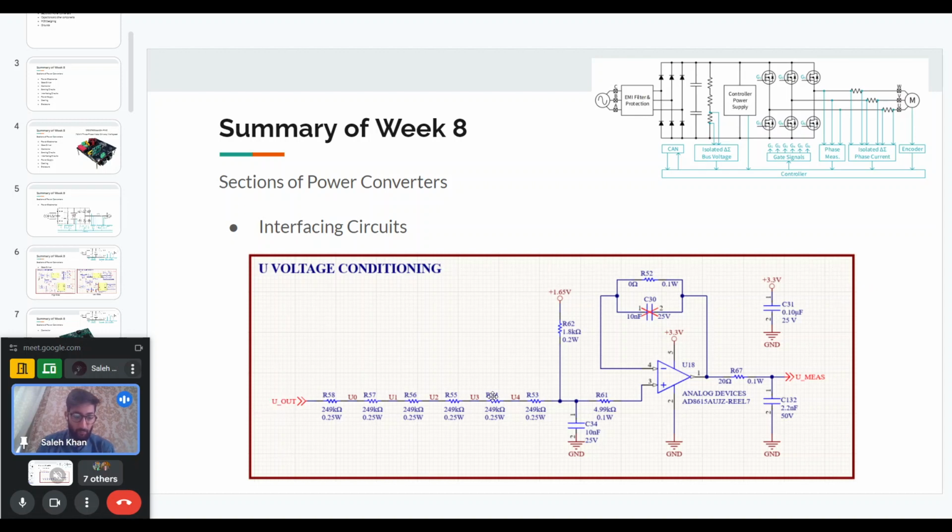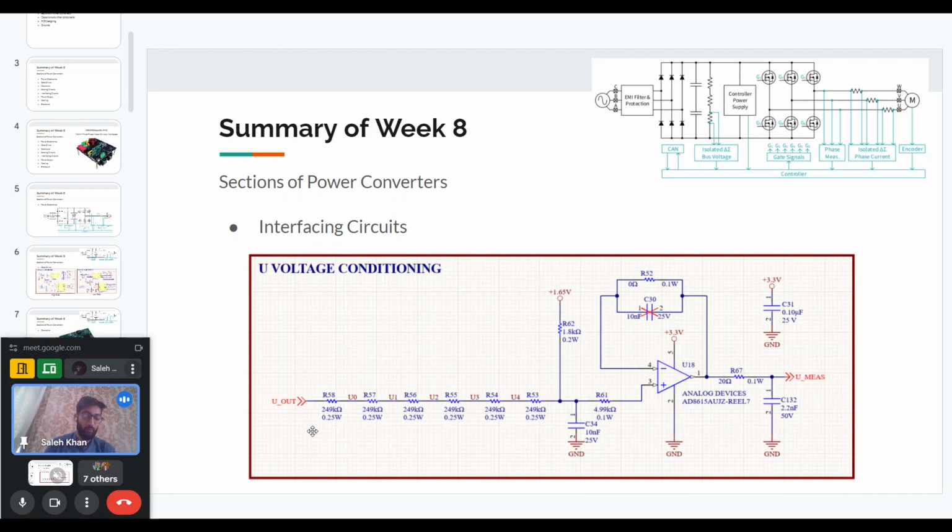So for example, this circuit is shown here for voltage conditioning. It is basically a voltage sensing circuit. The voltage that is sensed is actually the output of the inverter with respect to the motor ground. So this voltage will be positive as well as negative. And this voltage is sensed and then it goes to the microcontroller. But the microcontroller has a requirement that it can only sense voltages between 0 to 3 volts.